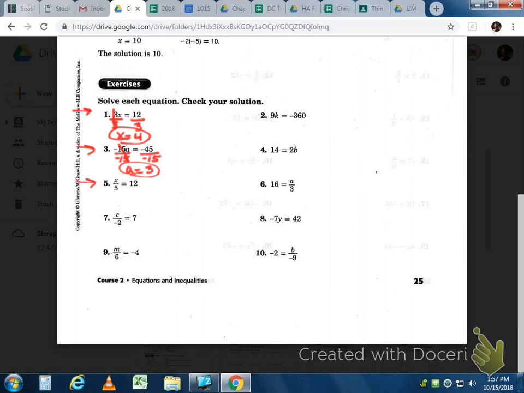Okay, number 5. x divided by 5 is 12. So I see division. To undo division, the opposite is multiplication. I'm going to multiply both sides by the number I want to go away, which is 5. And this 5 cancels out with this 5. And x equals 12 times 5, which is 60.